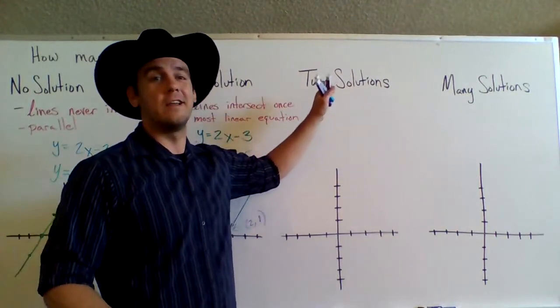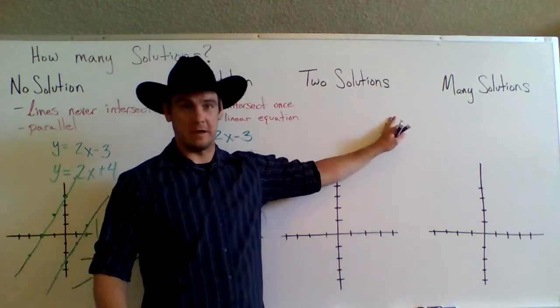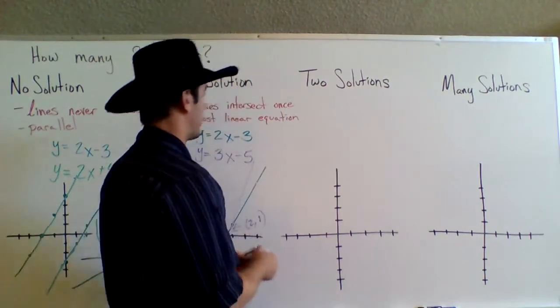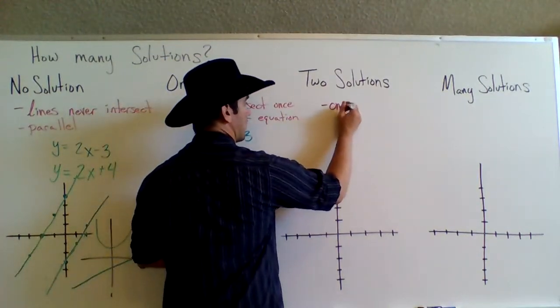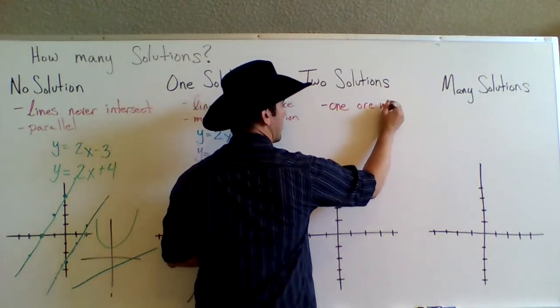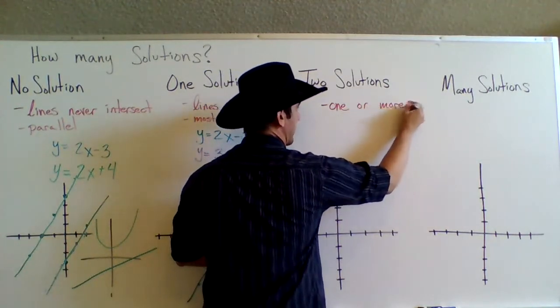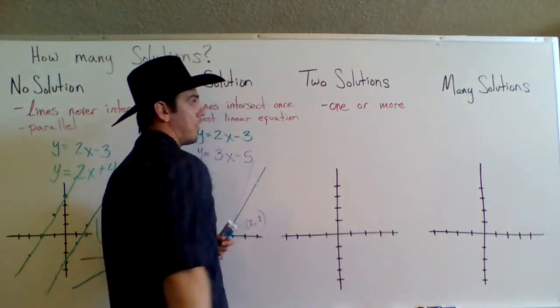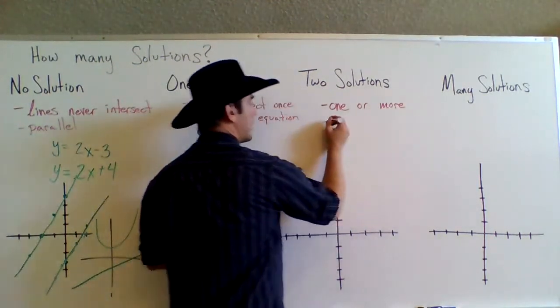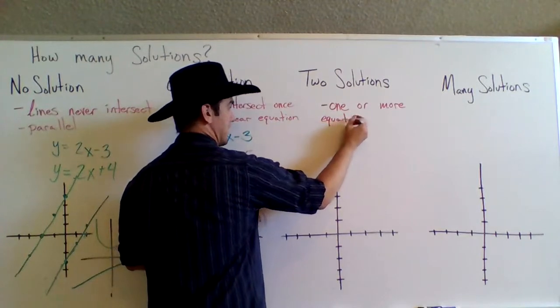One of your terms cannot be linear. So let's write that down. One or more equations not linear.